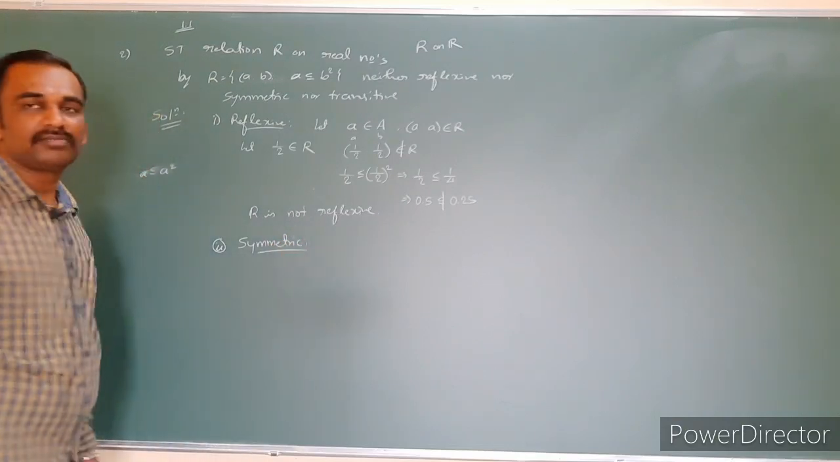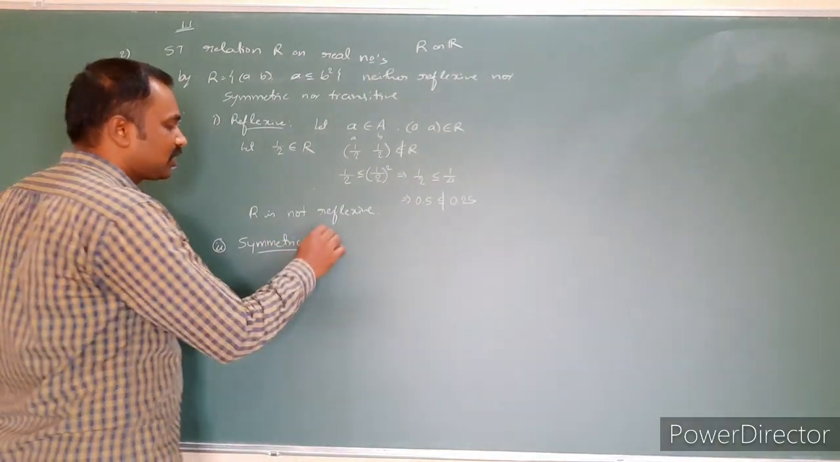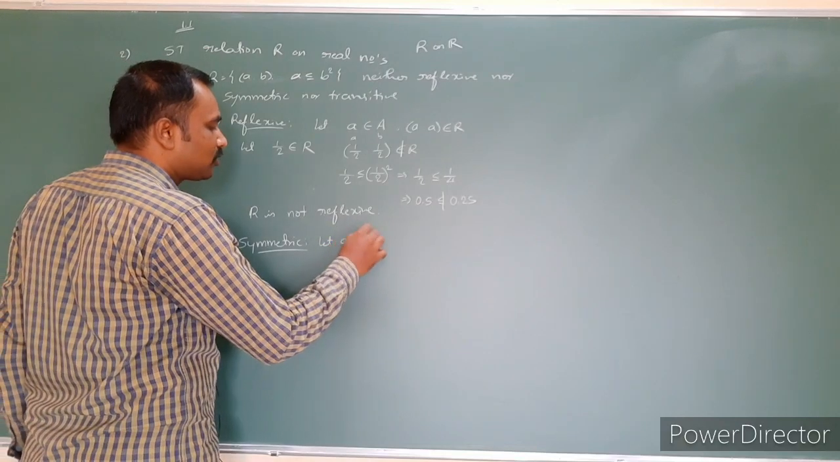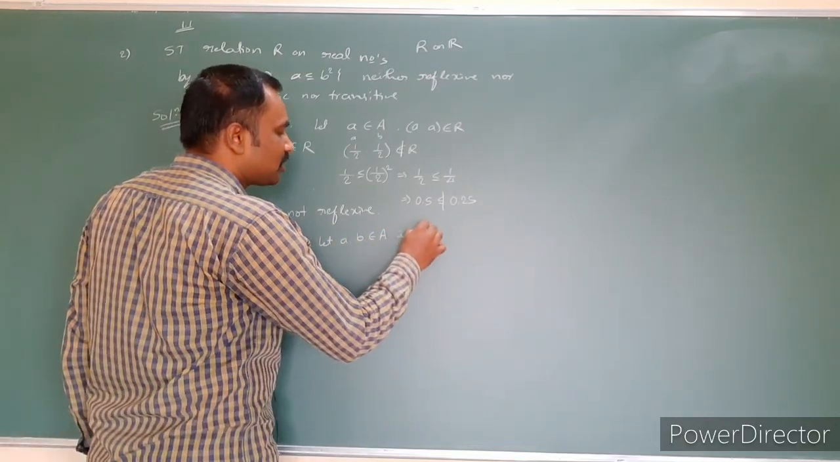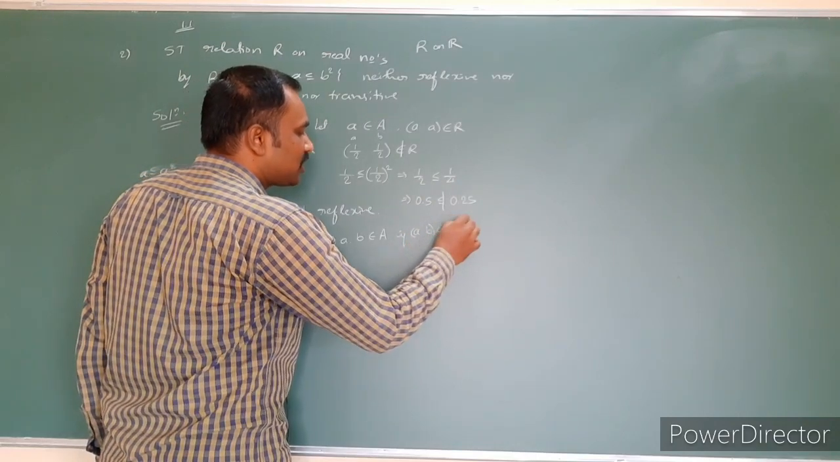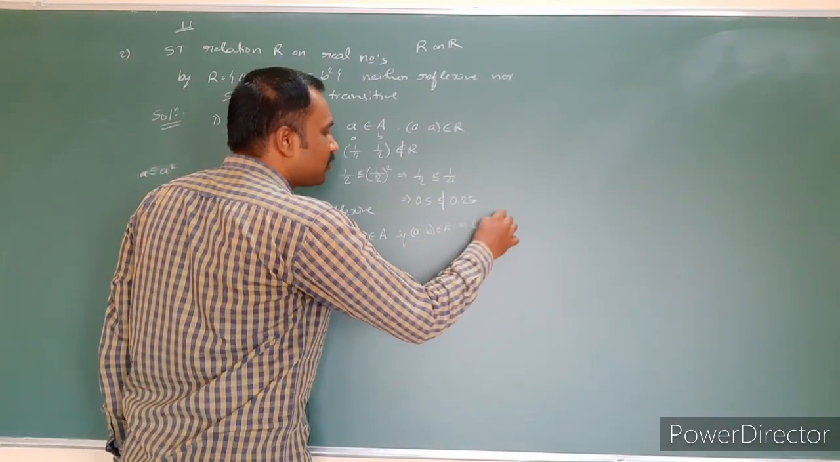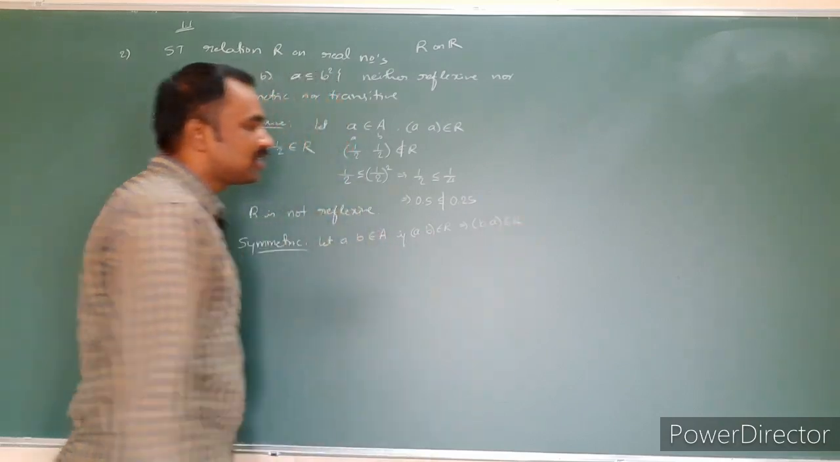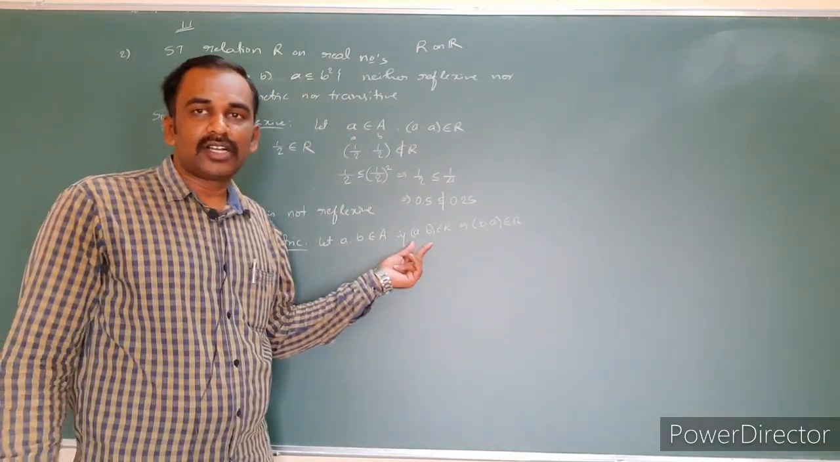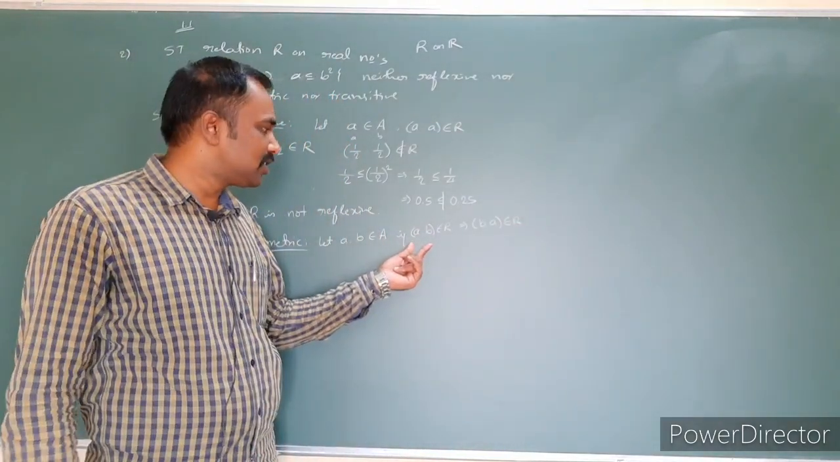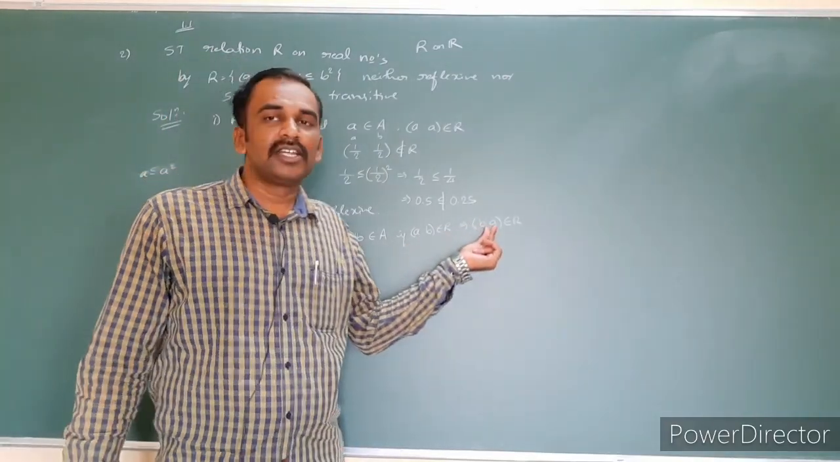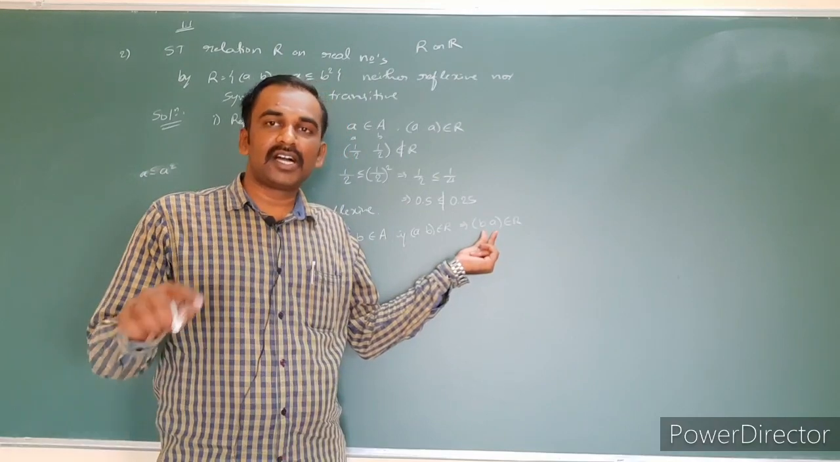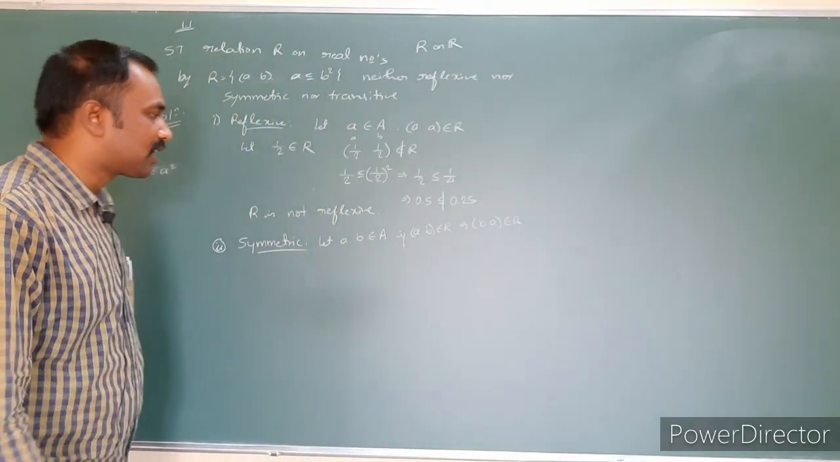Check the symmetry of the given relation. To check the symmetry, we have to choose two numbers a and b belonging to the given set A. The definition: if (a, b) belongs to the relation R, then (b, a) must be present in the relation R. Choose one of the ordered pairs which is already present in the relation R, then check that if (a, b) is present, then (b, a) must also be present in the given relation R.